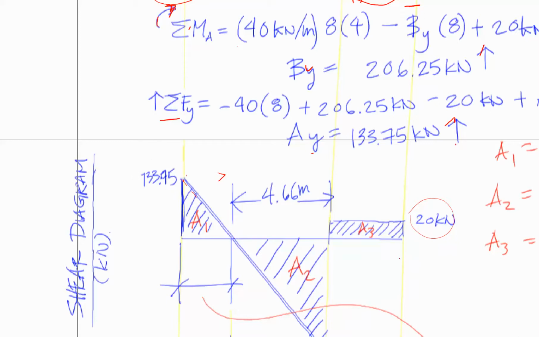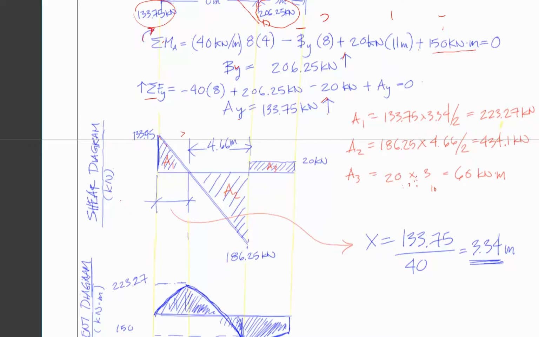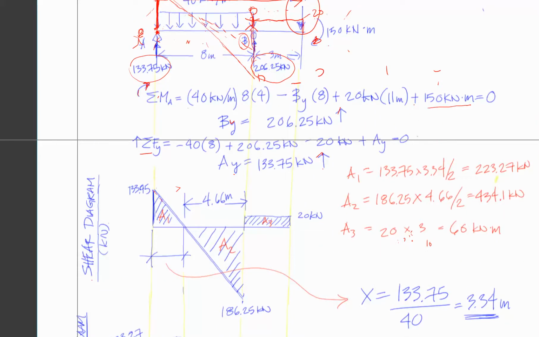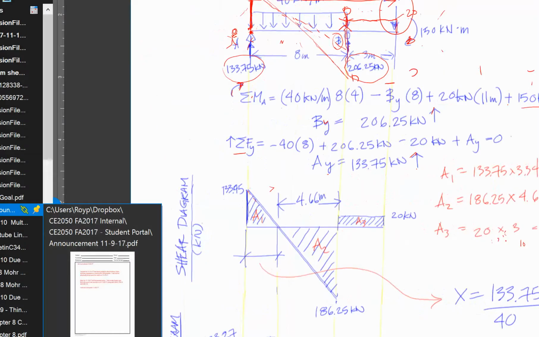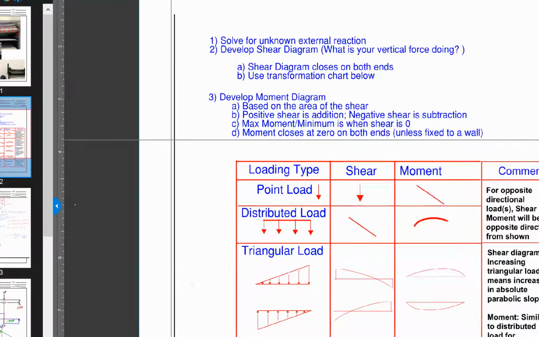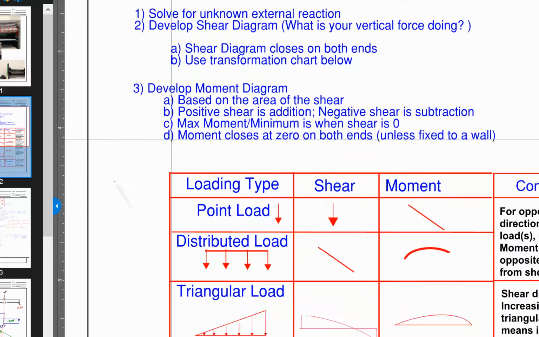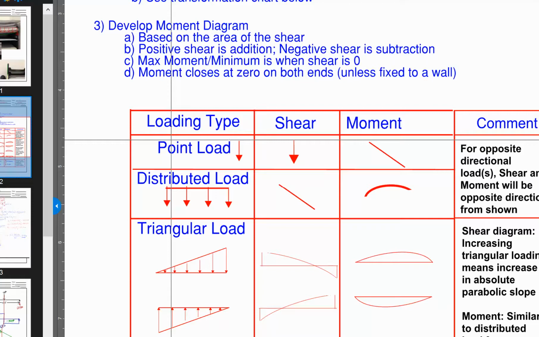Okay, so next, what do we do? Let's go back to our handout and look at the steps. As a review, it says develop the shear diagram. What is your vertical force doing? The shear diagram closes on both ends. Use the transformation chart, which we did. Remember the point load right there. Downwards means down, up means up in your shear diagram. For the distributed load, we talked about the escalator.